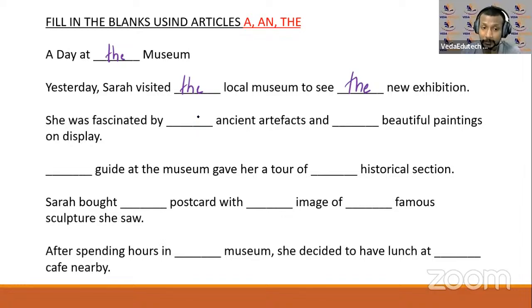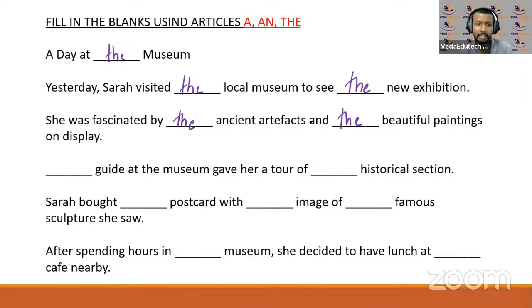She was fascinated by the ancient artifacts and the beautiful paintings on display, right? She went there, she was fascinated by those ancient artifacts, so they are particular, a definite article. They were there, kept on display. The artifacts are right there, the paintings are right there. That's why we will be using the.